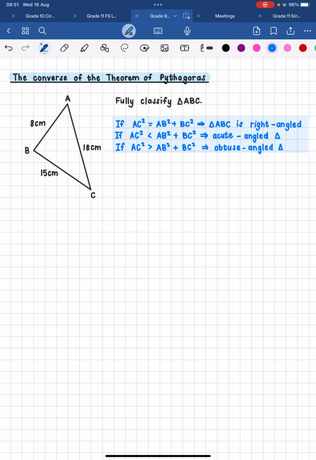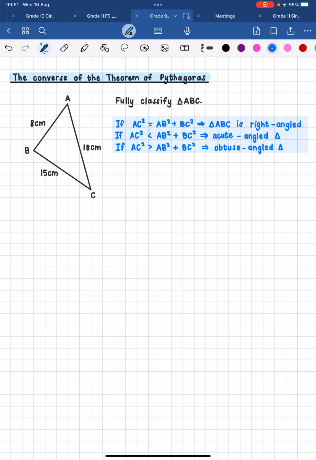Okay, so basically it's taken the condition of Pythag and the result of it, so what it means, how we can use it, and it's swapping the two around. Okay, so now when they're asking us to fully classify triangle ABC, in the question they're not going to tell you using converse Pythag, right? We just need to classify this triangle.